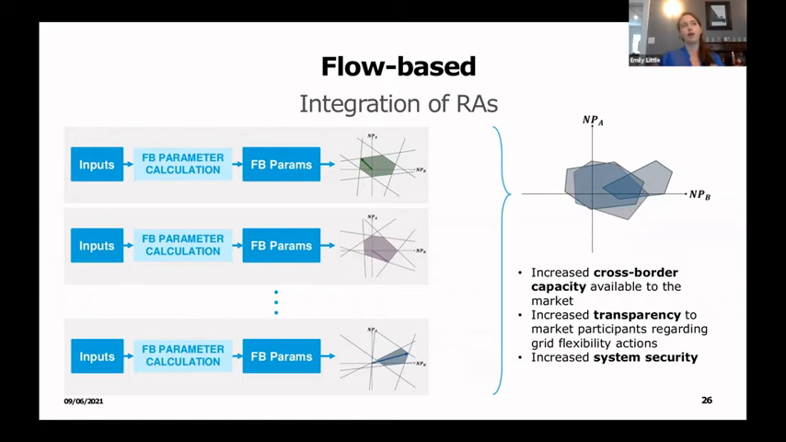This also increases the transparency to a certain extent for market participants regarding the grid flexibility actions, because, as I was saying, these are actions that TSOs, transmission system operators, are using, but not necessarily in a manner that's exposed to all market actors. So this is a way to have it be more transparent to all the participants, and we can increase the system security using this method.